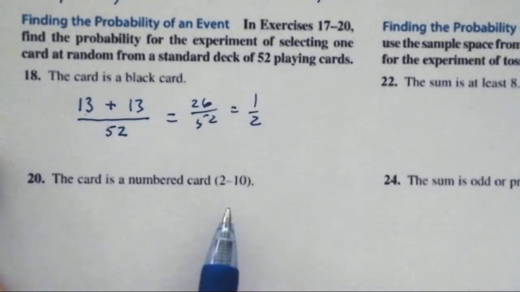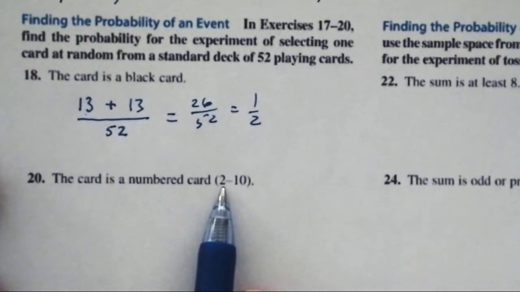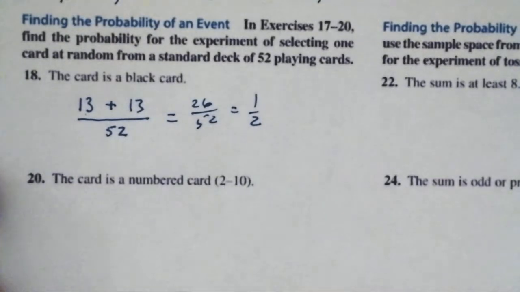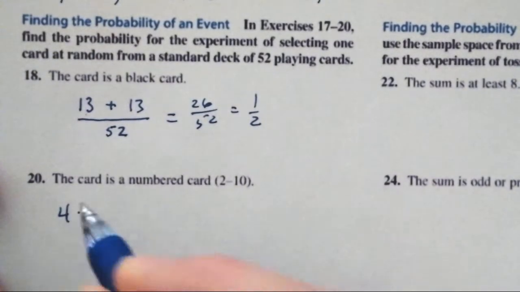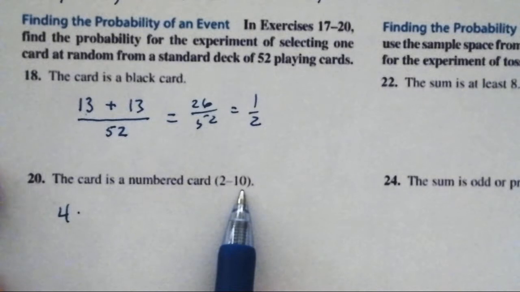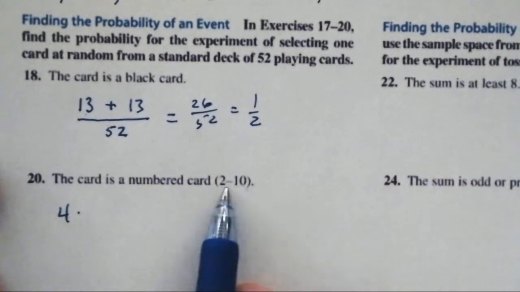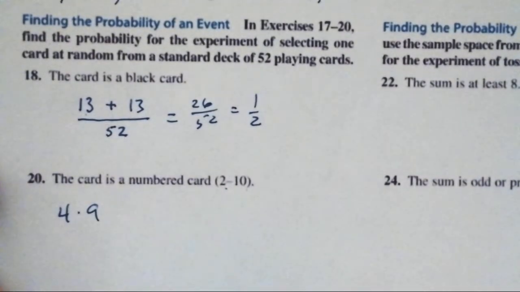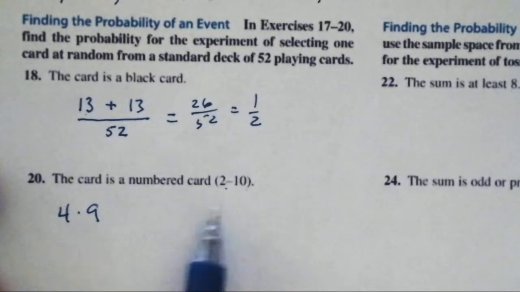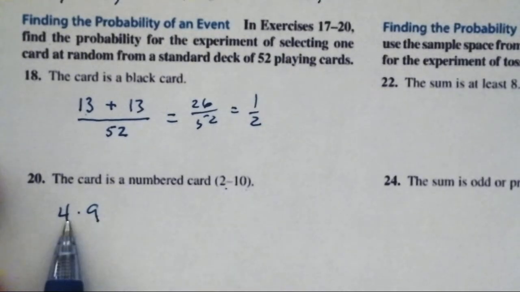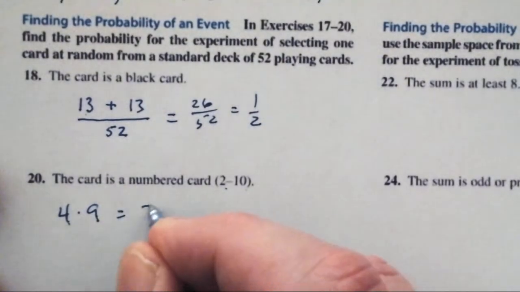And the card is numbered 2 through 10. Well, how many cards are numbered 2 through 10? There's 4 suits worth of 2 through 10s. From 2 to 10 is 9 different entries. 8 steps from 2 to 10, but 9 cards. There's 9 cards that are numbered 2 to 10 in each suit, times 4 suits, 36.